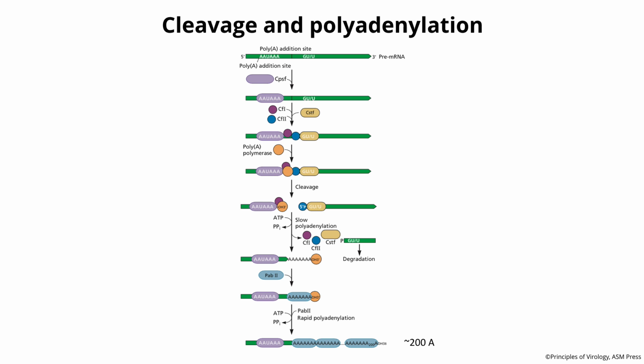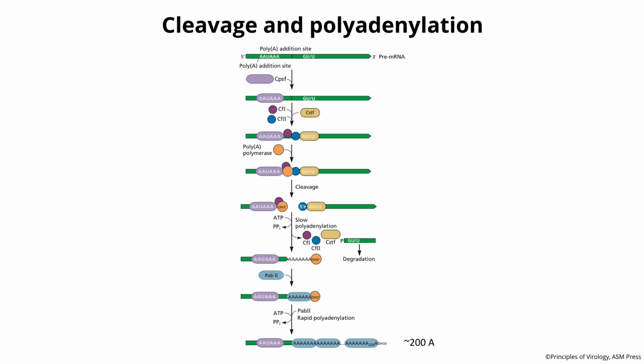We have an mRNA being transcribed by Pol II. As soon as the poly-A addition site is recognized, that transcript is cleaved. But you can see that Pol II has gone beyond the poly-A addition site, so we've got extra sequence at the 3' end.